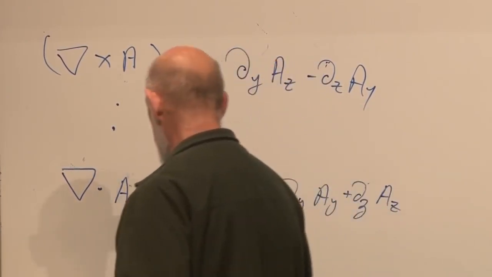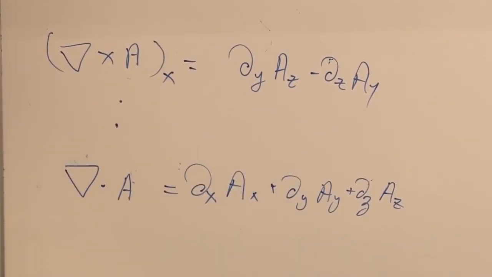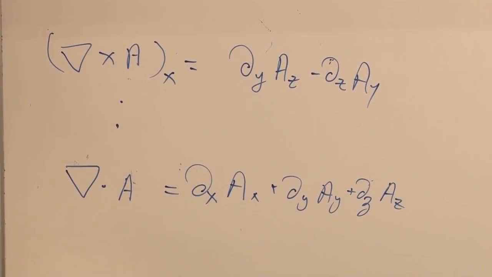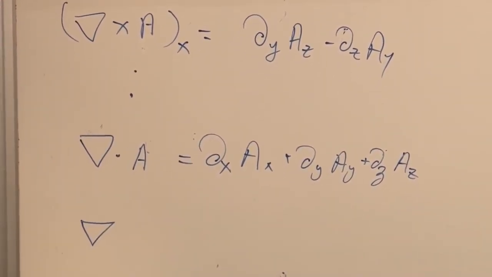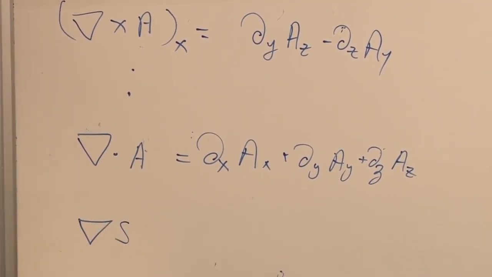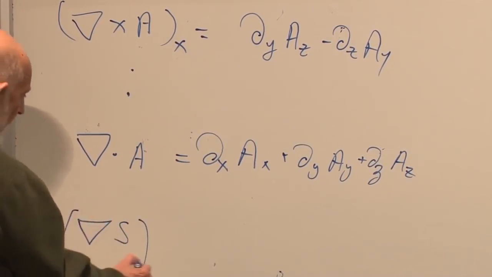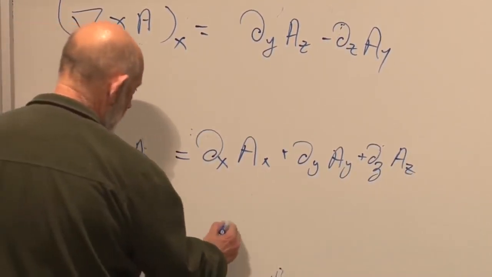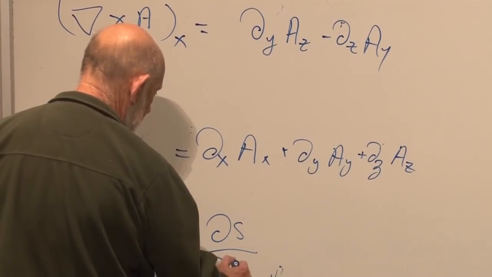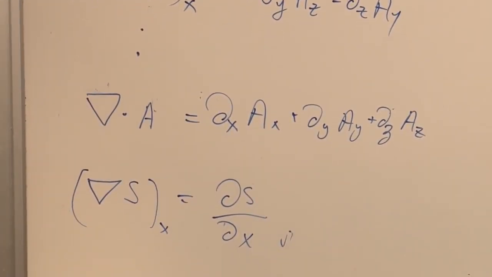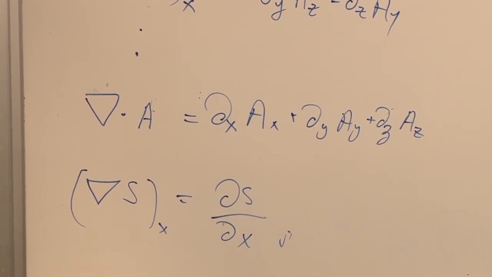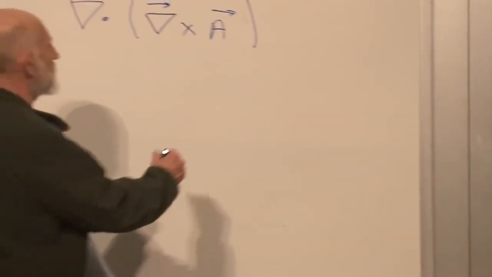And the last concept is the gradient of a scalar, which you know very well. I'm just writing them out so that we'll have them. The gradient of a scalar is a vector, and it's a vector whose x component, for example, is just the derivative of s with respect to x, and likewise for y and z. All right, so here are the identities. The first identity is the divergence of a curl is always 0.